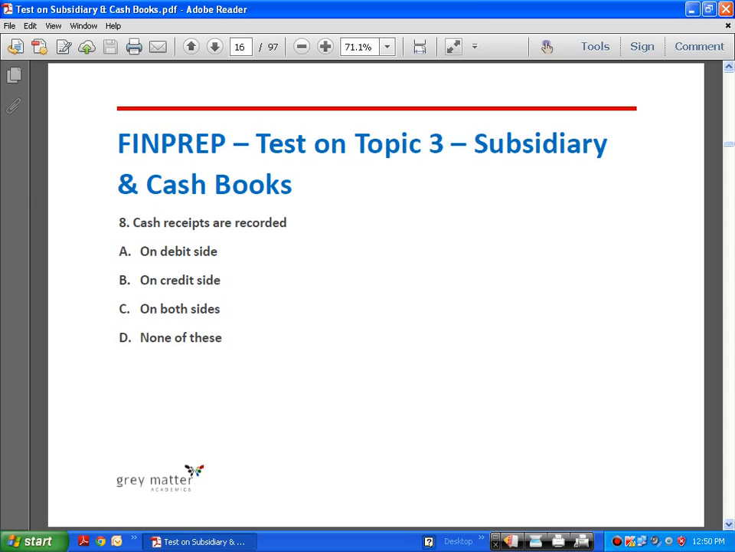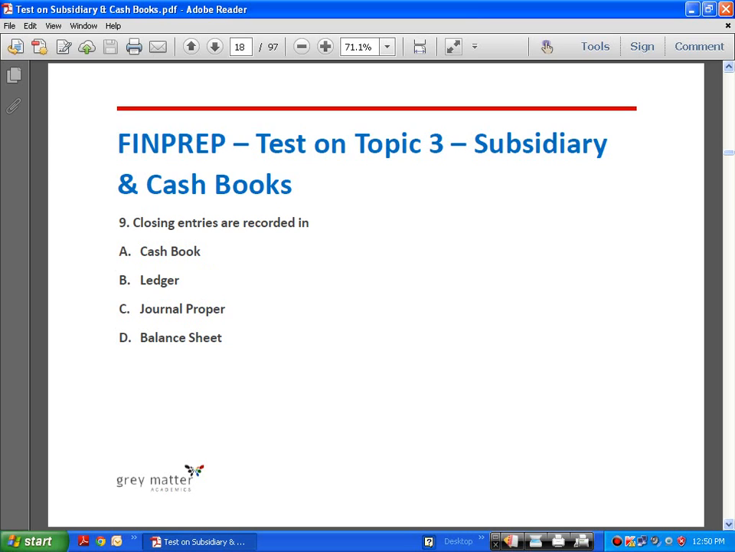Next, cash receipts are recorded on which side? Cash payments we saw are recorded on the credit side, so cash receipts will be recorded on the debit side. We'll take an example. Let's assume that debtors have settled their balances. We receive money from debtors, so the entry will be cash account debit to debtors, because cash comes in and debtor balances go down. So the entry will be cash account debit to debtors, and in the cash account we'll be posting this on the debit side. So answer is A.